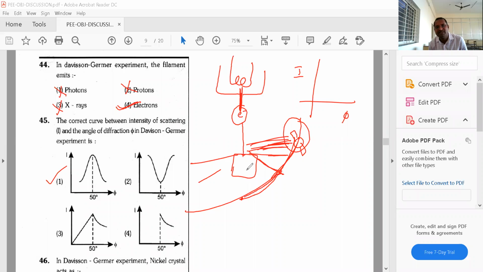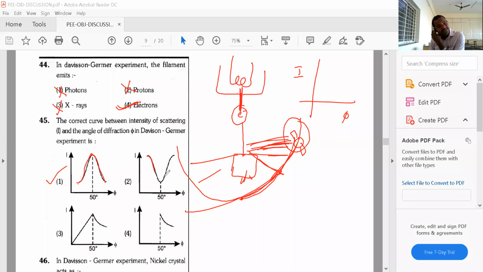Then with increasing angle, the side scattering of electrons will be less. Common sense. With increasing angle, scattering decreases, and again on this side it increases. Means first the intensity of the scattered beam increases, reaches the maximum value, and then decreases. Here only this option fits. In the remaining options, first the intensity is more, then it is decreasing.